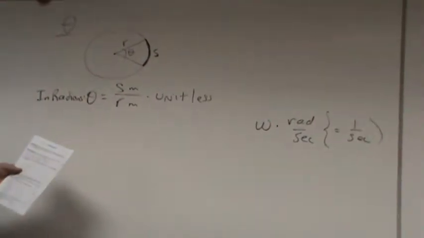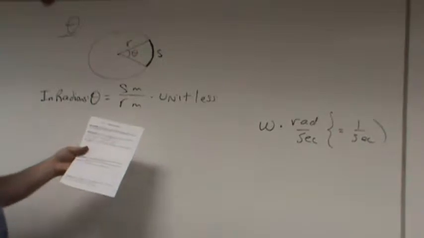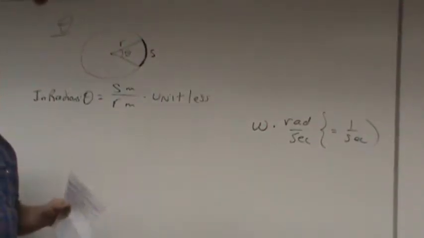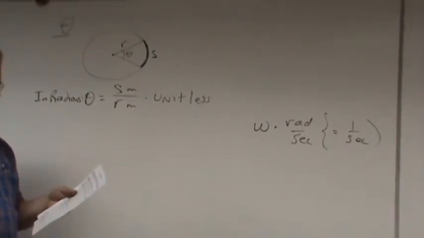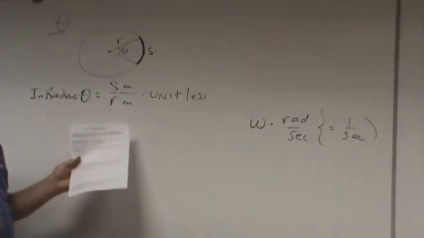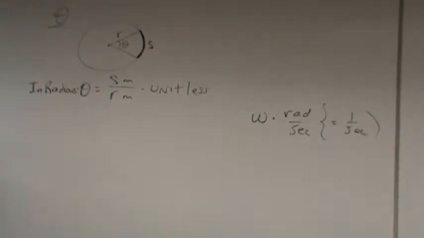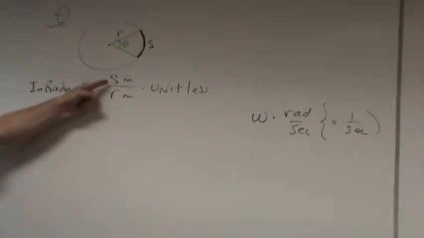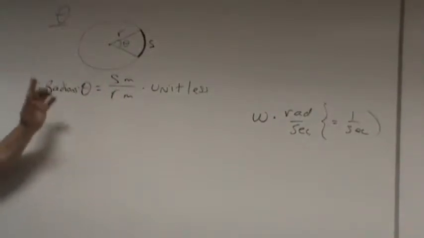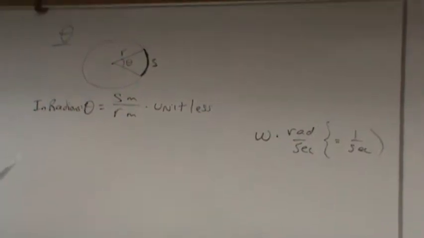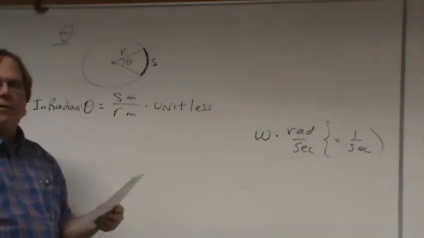Look at the next line. If I had an angle of 1 radian, then what would the arc length s have to be equal to? What length must s have if the angle theta is going to be 1 radian? R. Yeah, r. You guys okay with that? If I have 1 radian, then s is equal to r. So in that line there, just say an angle of 1 radian subtends an arc of length 1 radius.